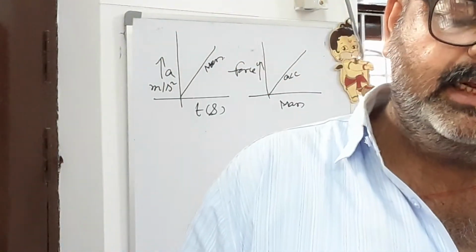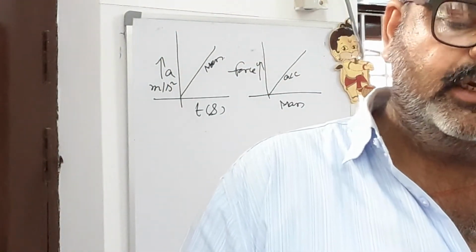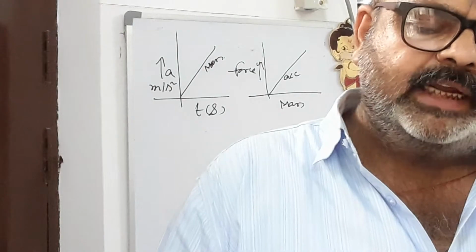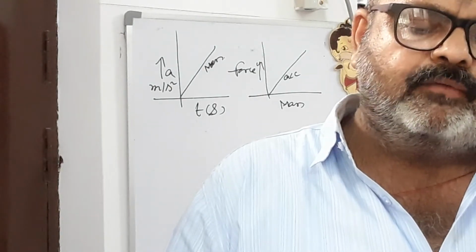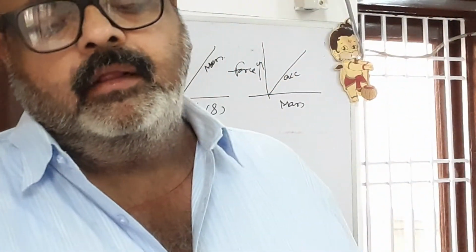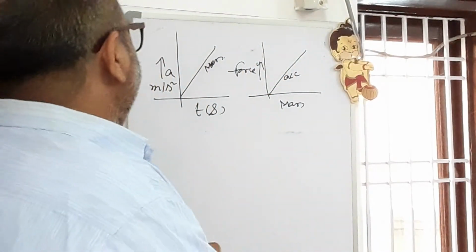Now the CGS and SI units of force. Mass is in kg and a is in meter per second square. It is said to be 1 Newton. 1 Newton is the force which acts on a body of mass 1 kg and produces an acceleration of 1 meter per second square. In the same way, in the CGS system, 1 dyne is the force which acts on a body of mass 1 gram and produces an acceleration of 1 centimeter per second square. Relationship between Newton and dyne: 1 Newton is equal to 1 kg into 1 meter per second square.